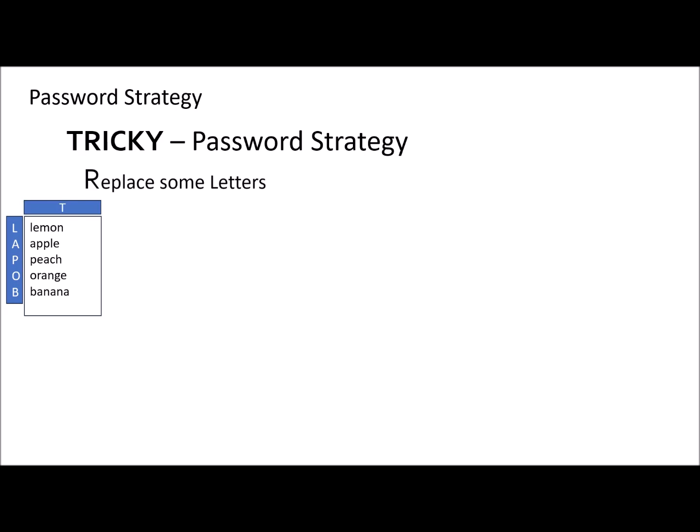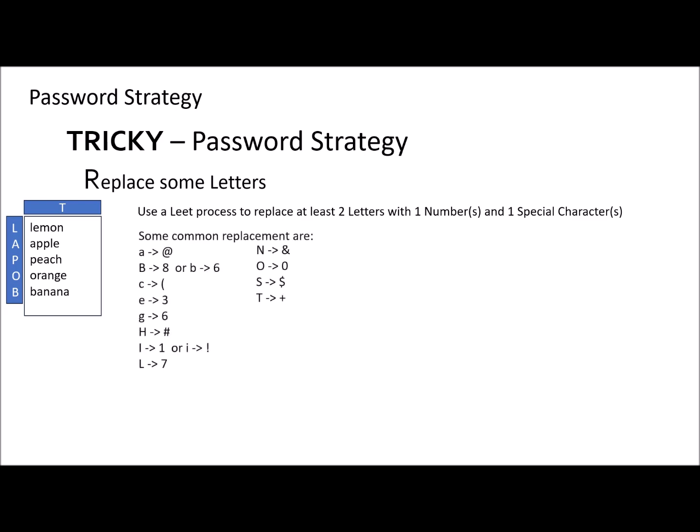Next thing you want to do is replace some of these characters. We're going to use the leet process to replace at least two of the letters with a number and one with a special character. Here are some common replacements that you would use. A can be the @ symbol. A capital B looks like an 8. A lowercase b looks like a 6. C looks like an open parenthesis. An E looks like a 3.